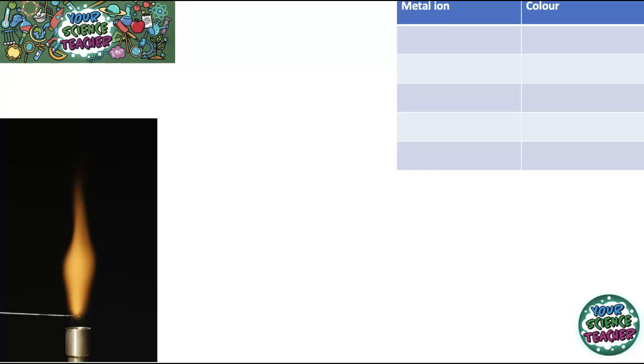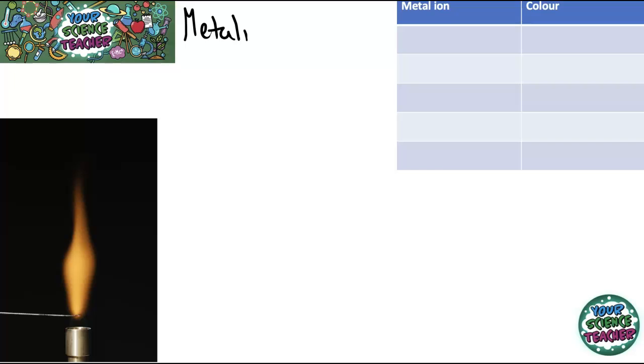If you are studying combined science, you have finished today's video. If you're doing triple science, then we just have a little bit more to go through. So now what we're going to do is look at the way to identify different metal ions that might be present in a compound or a mixture.